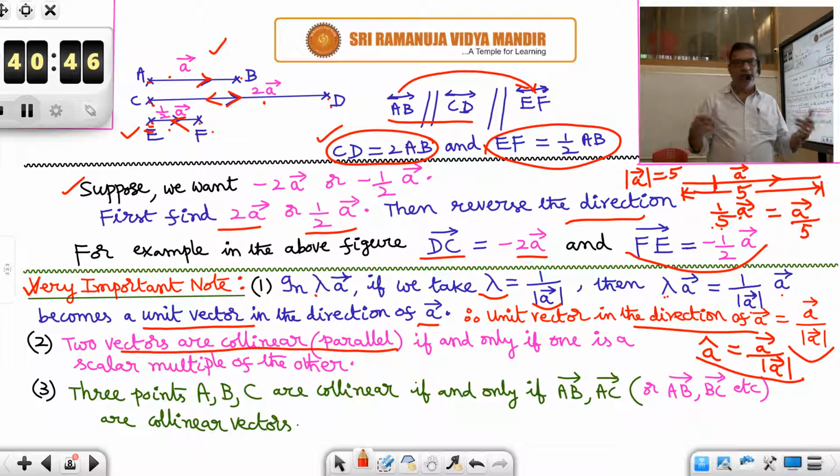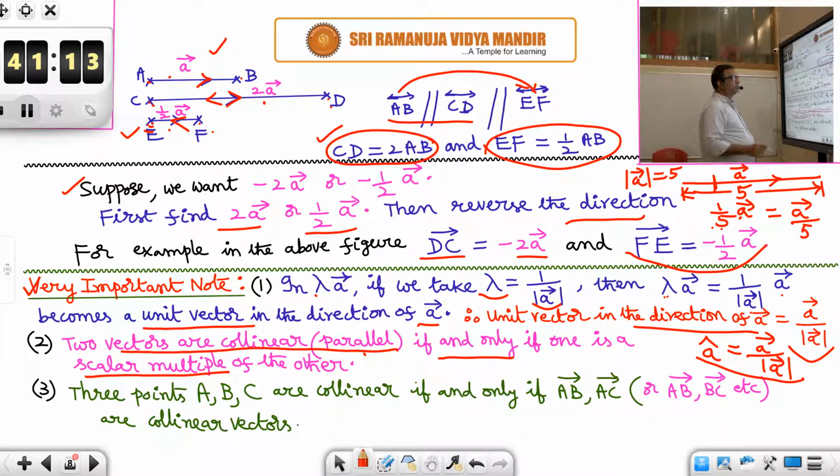Okay. Initial point of the vector is arbitrary. That means initial point of the vector can be taken anywhere in space. Only thing is magnitude must be same, direction must be same. Then the two vectors are equal, is it not? So two vectors are collinear if and only if one is a scalar multiple of the other. So A bar, B bar are collinear.